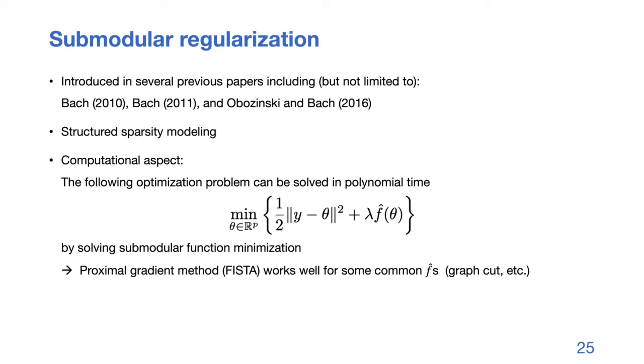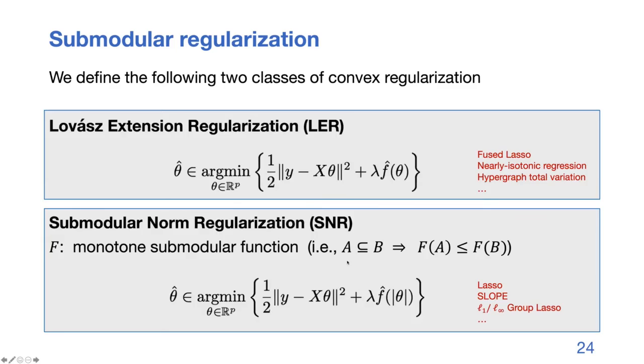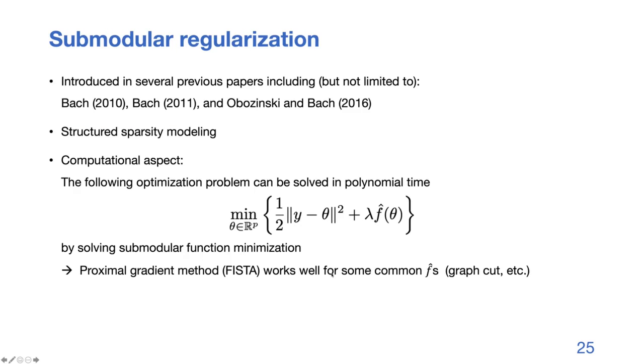Okay. Submodular regularization has a very good computational property. That is, the following optimization problem can always be solved in polynomial time. This is the proximal operator of the Lovász extension. So to solve the submodular regularization estimator like this, we can use the proximal gradient method for some common Lovász extensions, right?